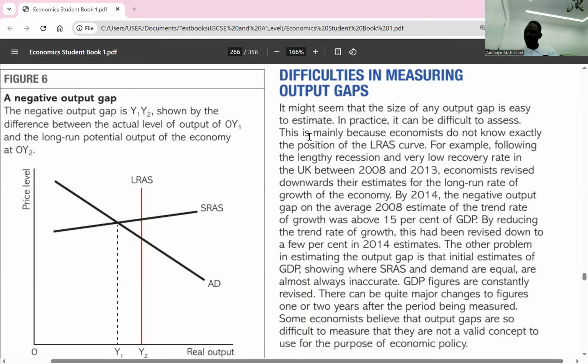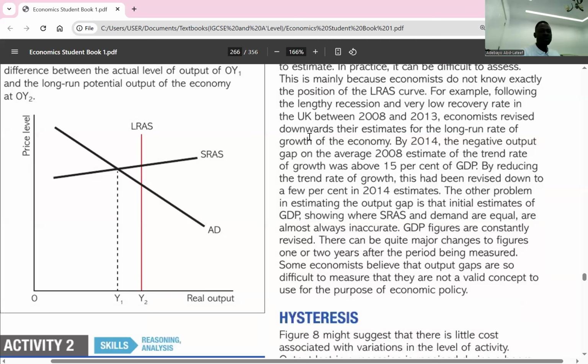So the negative output here is Y1, Y2. So we have a negative output between Y1 and Y2. The line between Y1 and Y2 is what we call negative output. So it's a gap. How do we close this gap? Because we can't leave it. If the economy is operating at negative output, you bring about deflation. And it simply means that there are wasted resources because the economy is not operating at full capacity. So that's unemployed resources. So it needs to be solved by closing the gap. So how do we close the gap?